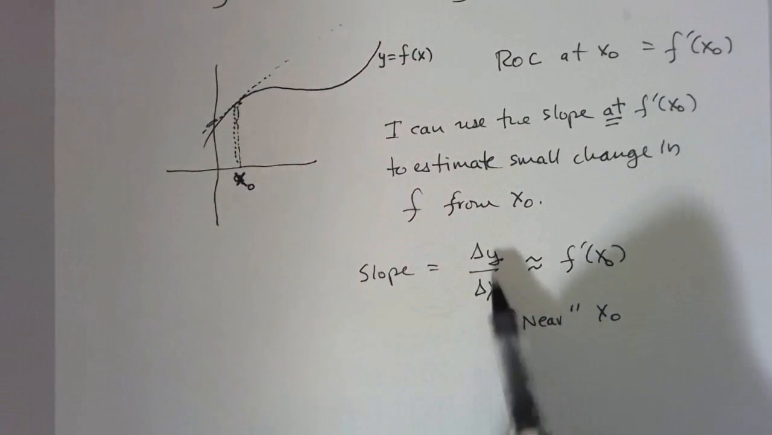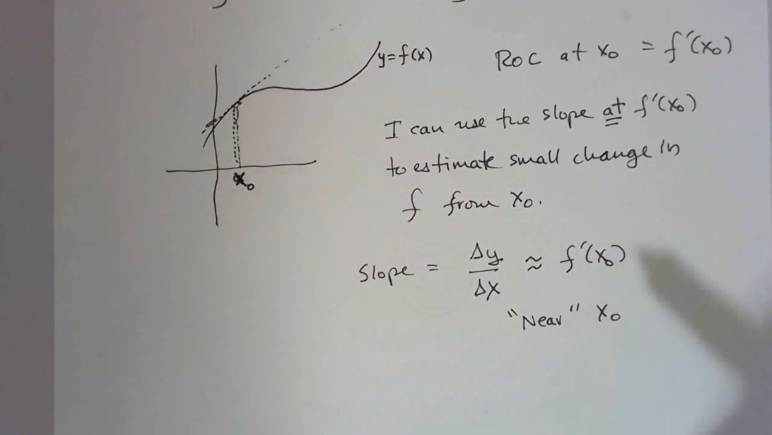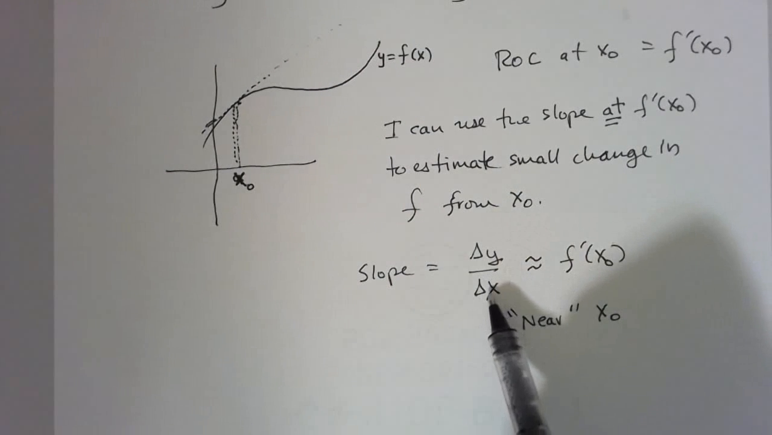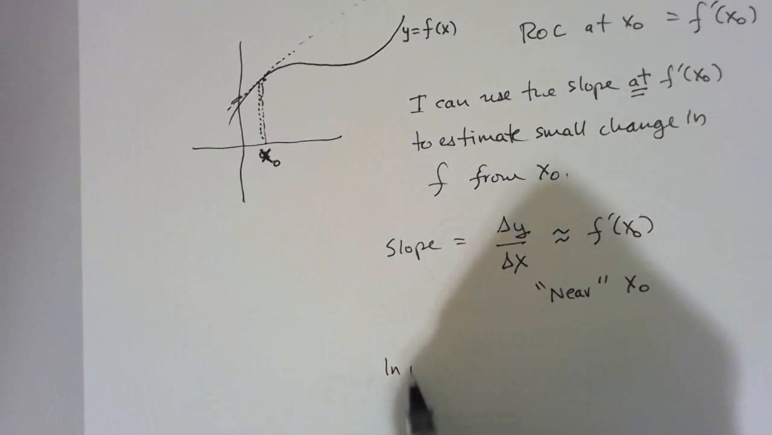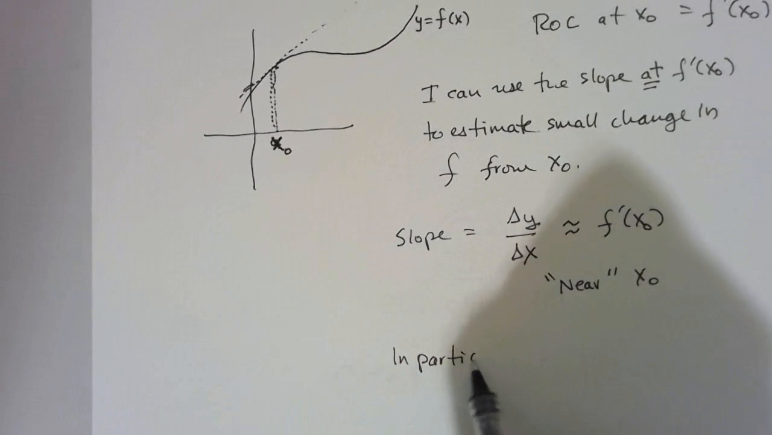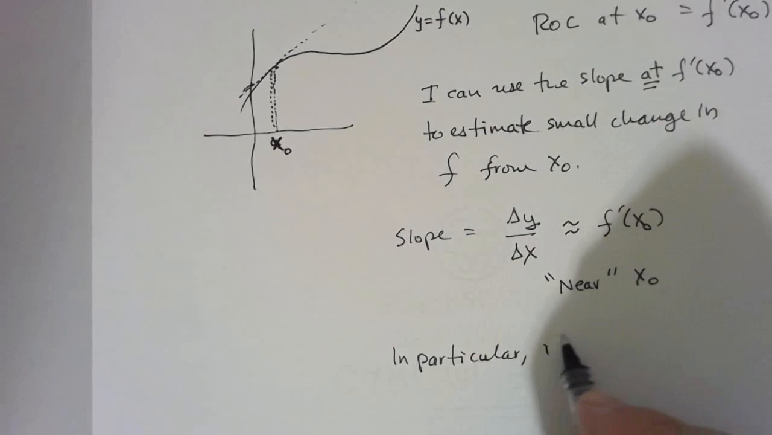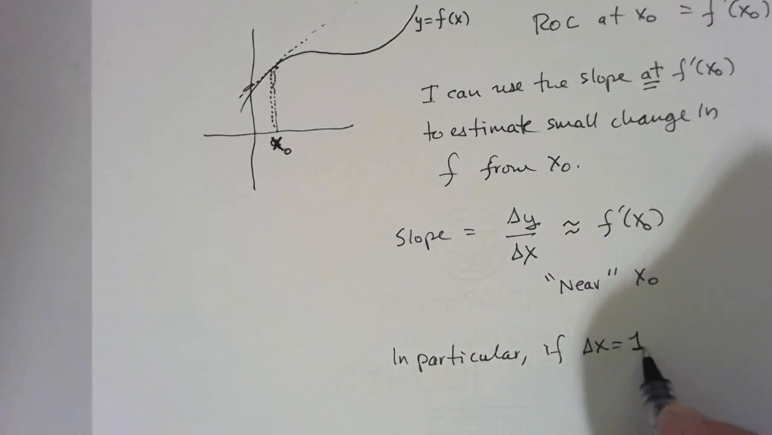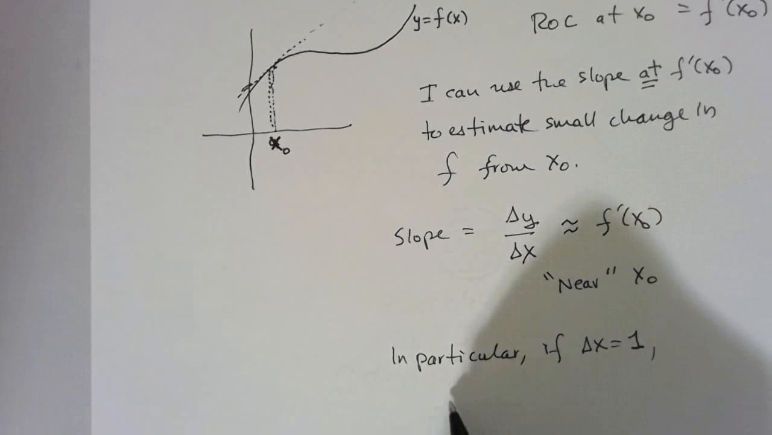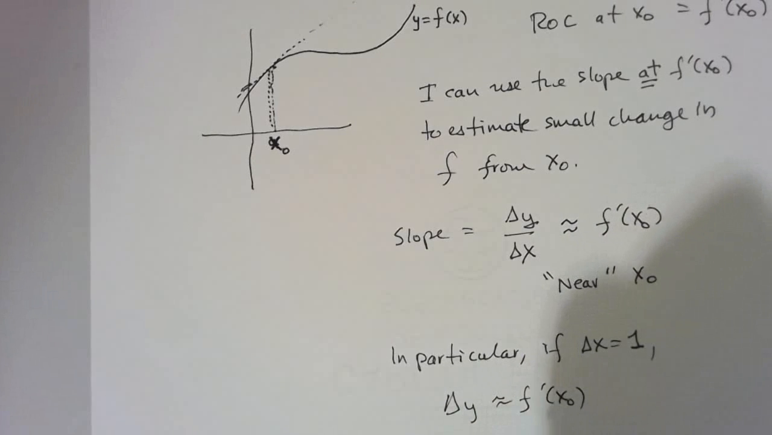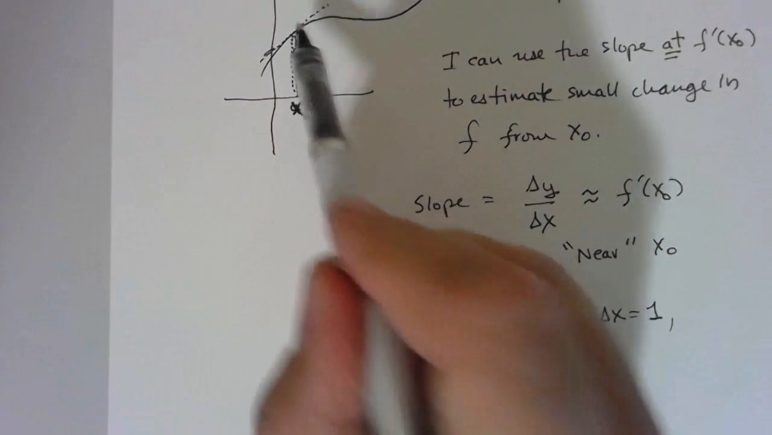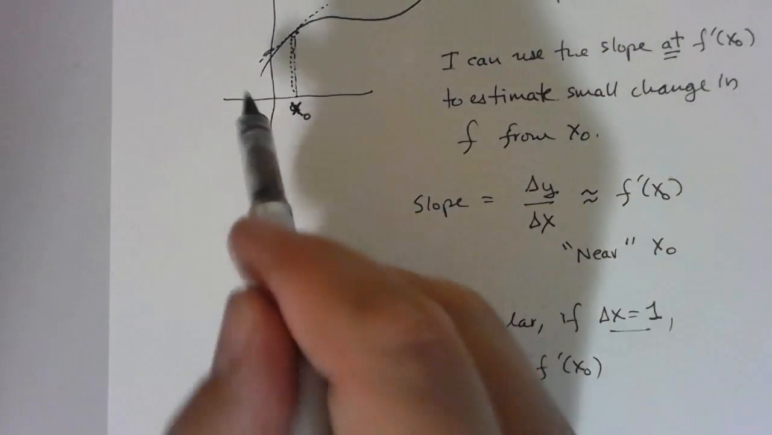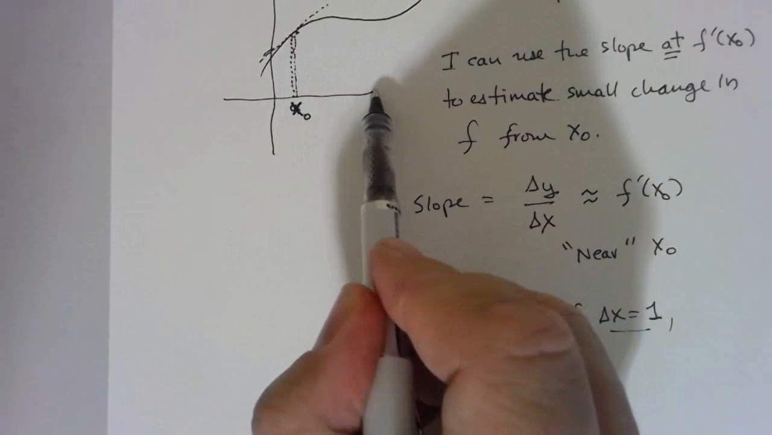But if I'm saying near here, I can use this derivative to estimate small changes in whatever y is as a function of x. In particular, if delta x is 1, if we're doing a unit change, then the change in y is approximately equal to the derivative. For this to work, the slope can't change very much in changing x by 1 unit. So if 1 was from here to here, then that would be a bad estimate.